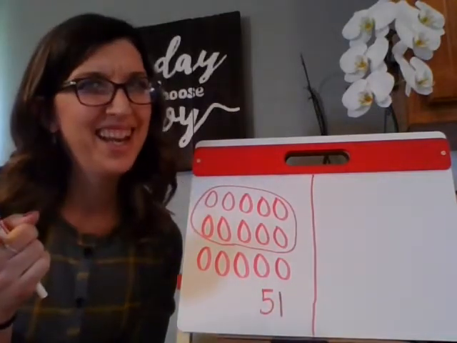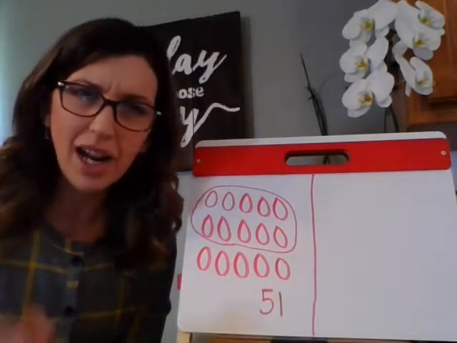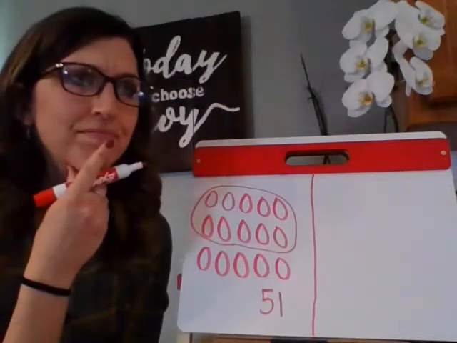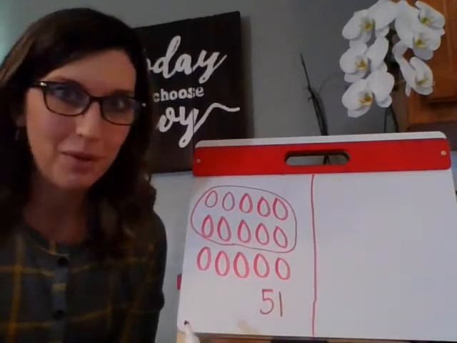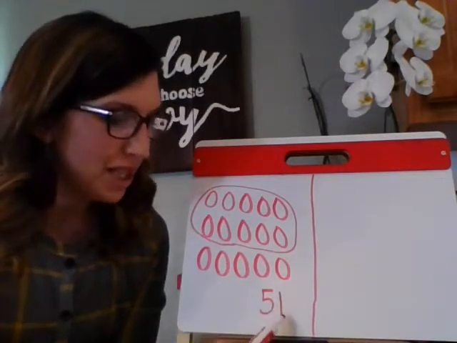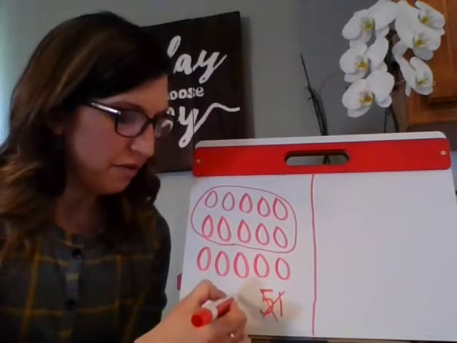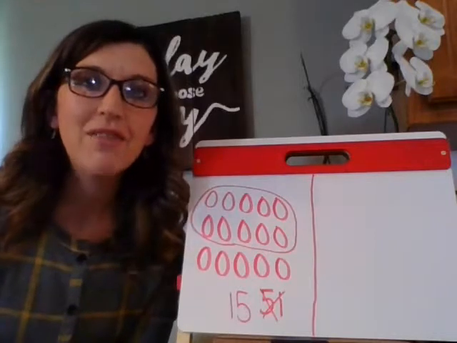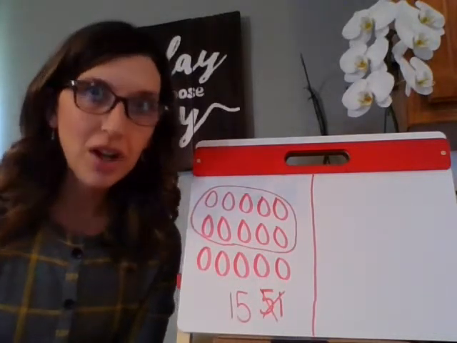Wait a minute. There's something wrong here. What did I do wrong? Kind of like puzzled penguin. I'm a little bit puzzled today. You're right. I wrote my numbers backwards. It shouldn't be 51. It should be 15. The 1 comes first. Every time I write my teen numbers, the 1 comes first.